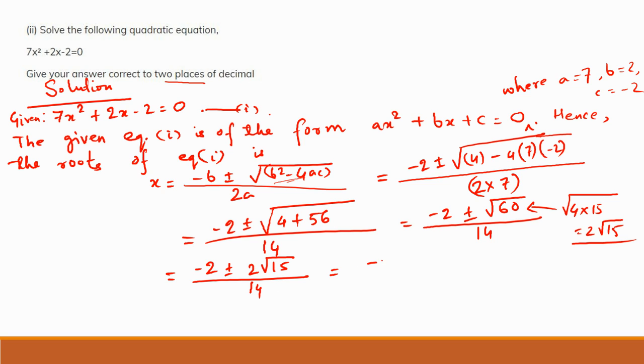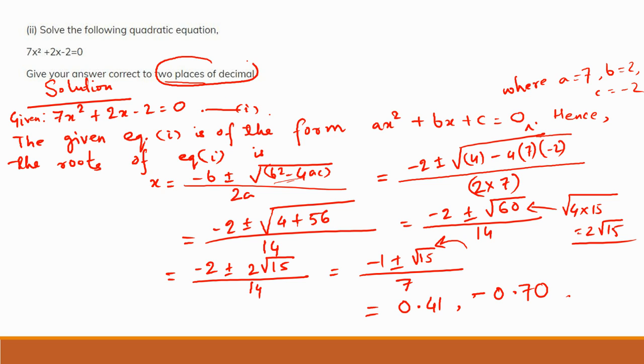So this will give us minus 1 plus minus root 15 divided by 7, right? You will be given a table where you can find the value of root 15. Once you solve it, you will get these answers: 0.41 and minus 0.70, and this should be to two places of decimal. So please keep that in mind.